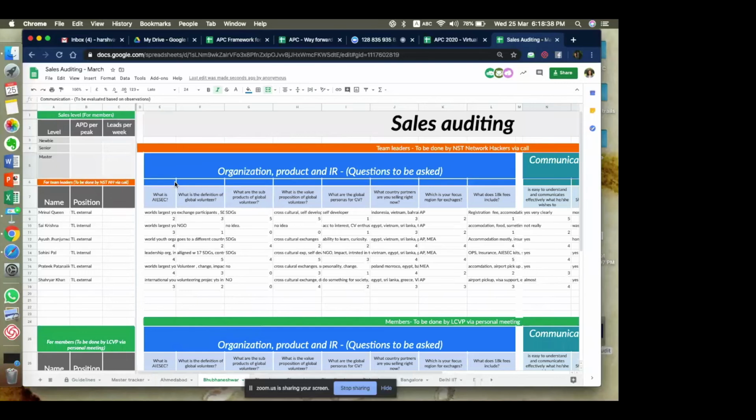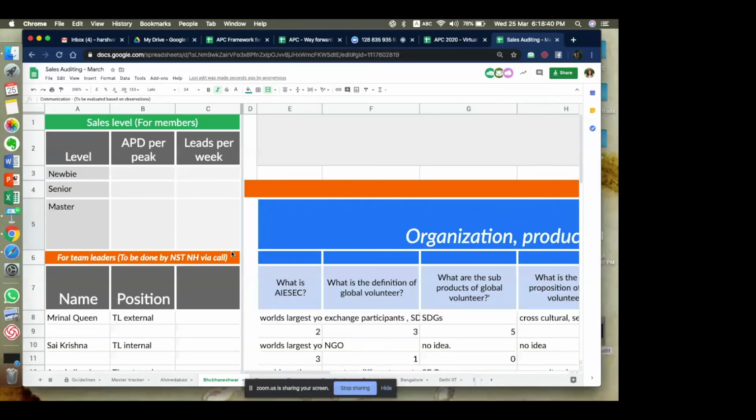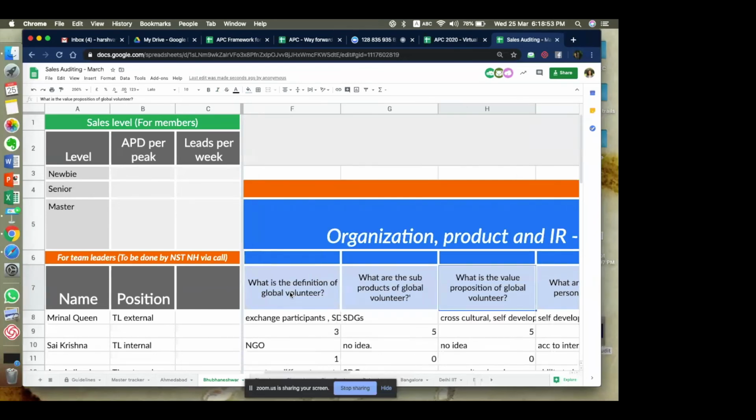Now, if you see over here, let me zoom in a bit so that you guys can see. Yeah. If you see over here, there are questions for everything. For example, there are basic questions like what is AIESEC, what is the definition of global volunteer, what are sub-products of global volunteer, what is the value proposition, all of that. So when we ask these questions, we note down what our members are answering. We have used the method of one-to-ones over here.